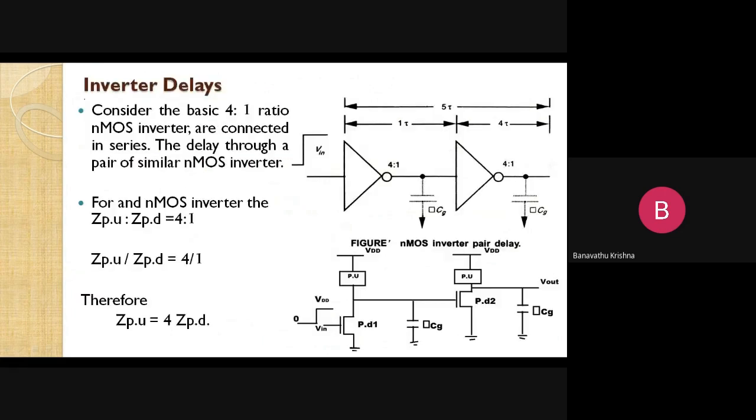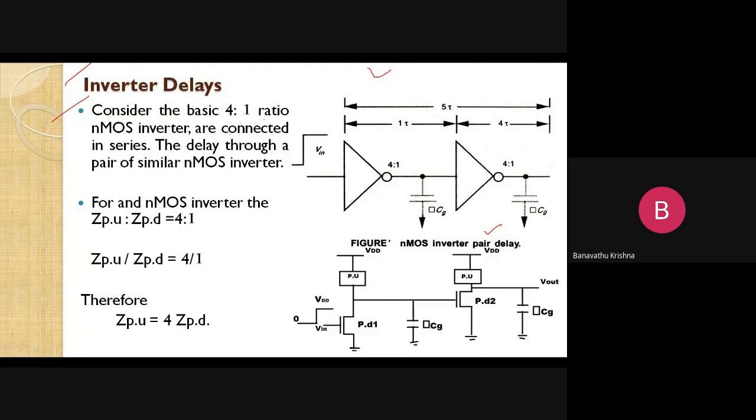The next thing is the NMOS inverter delay. Here consider the circuit diagram. The NMOS inverters are connected in pair form, that is, they are connected in cascaded form, which is called the pair delay, right? So consider the inverter here.